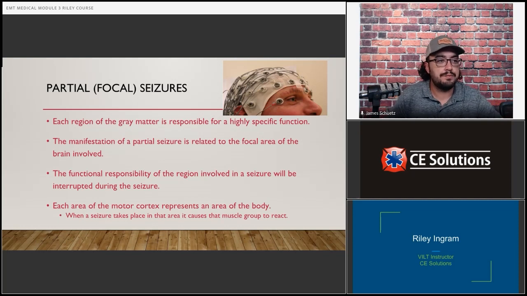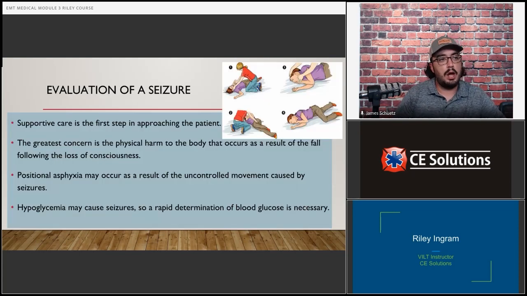The functional responsibility of the region involved in the seizure will be interrupted during the seizure. Each area of the motor cortex represents an area of the body. So when a seizure takes place in that area, it causes that muscle group to react. Okay, makes sense. It's pretty self-explanatory as far as that goes.